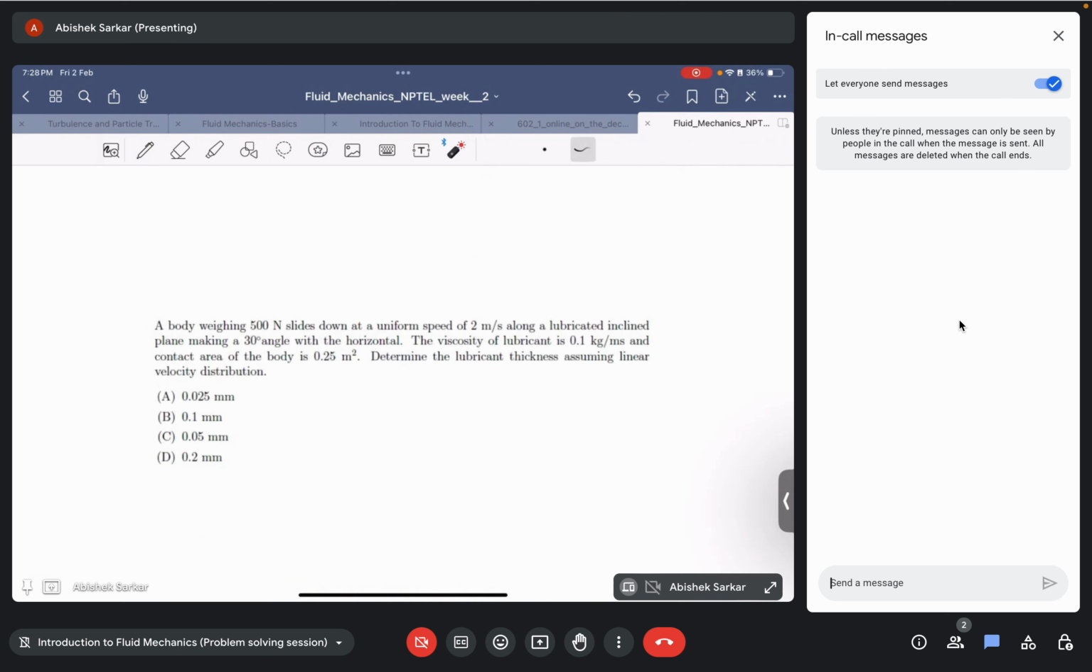A body weighing 500 Newton slides down at a uniform speed of 2 meters per second along a lubricated inclined surface, making an angle of 30 degrees with the horizontal. These are key terms, so let me underline them. The viscosity of the lubricant is 0.1 kg per meter second, and the contact area of the body is 0.25 meters square. Determine the lubricant thickness, assuming a linear velocity distribution. It's also important. And this is the thing that we need to find.